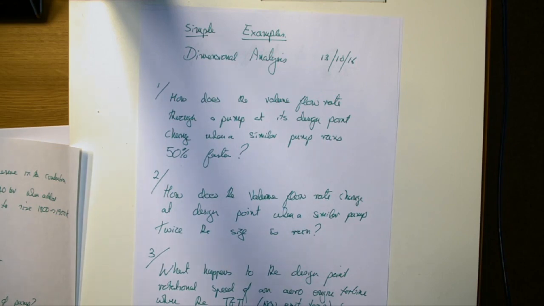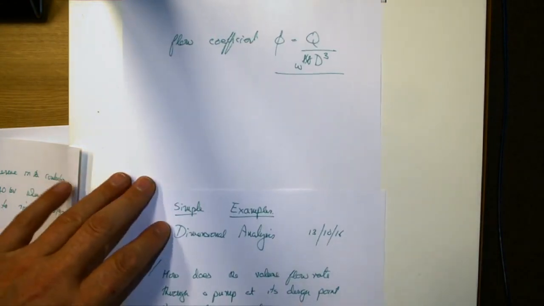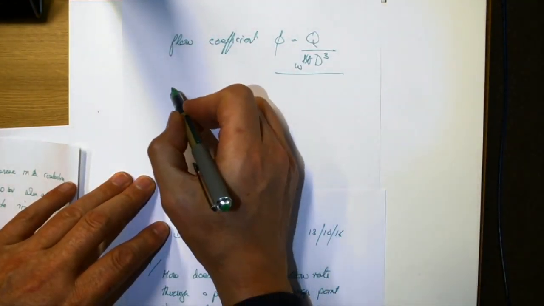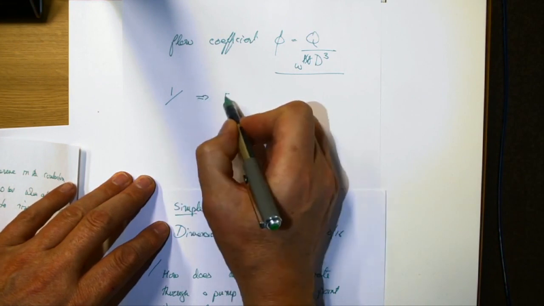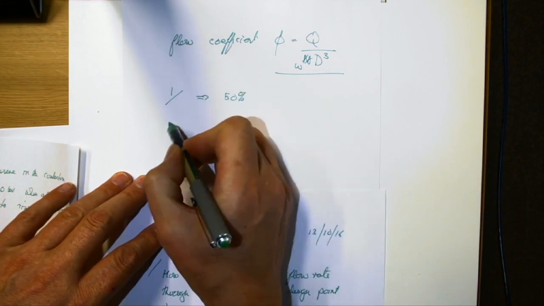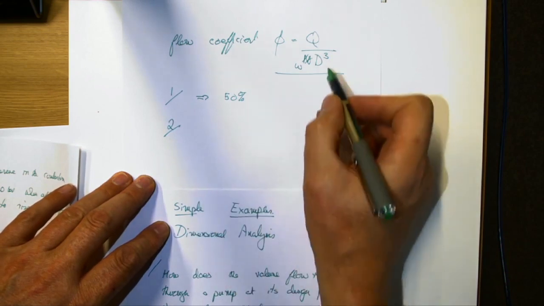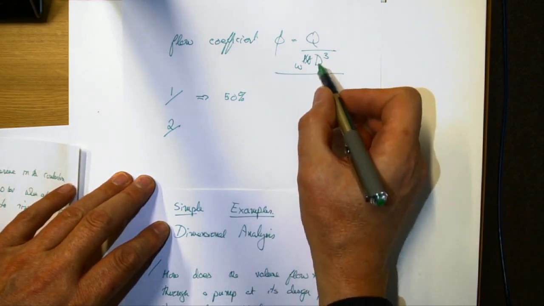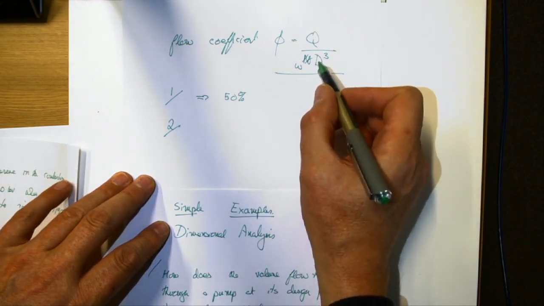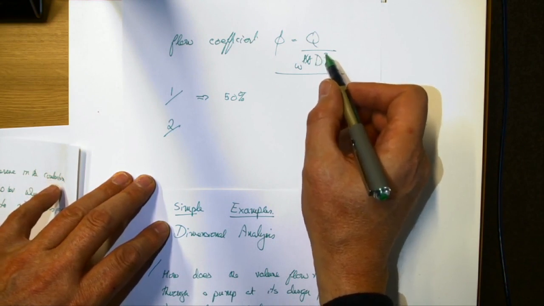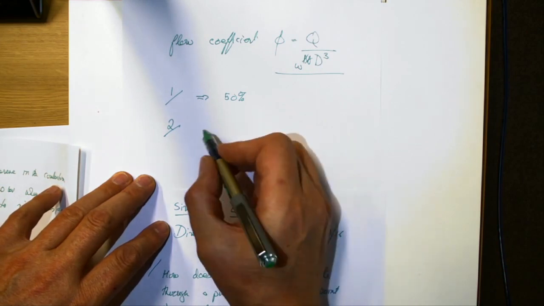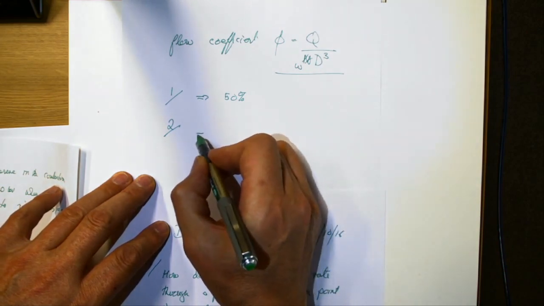So for the first answer, the answer was 50%. And for the second answer, because it's D being doubled, which is 2D, and 2D cubed is 8D cubed. So does that mean the flow coefficient stays the same for the larger pump as well? Absolutely, yes. So we now have a factor of 8 in volume flow rate.